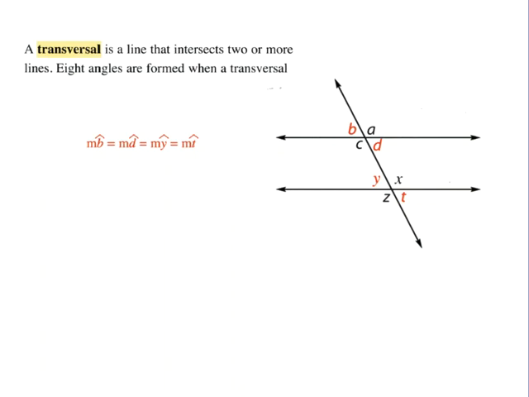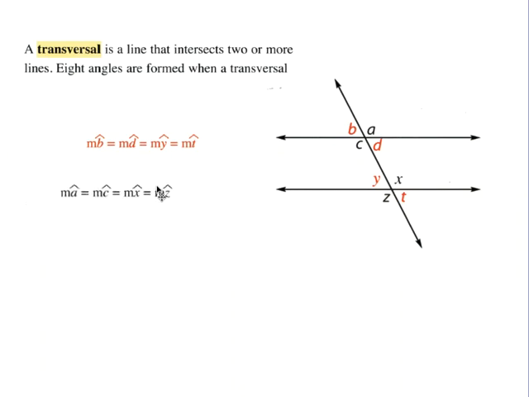So let's show you again. Measure of B, measure of D, measure of Y, measure of T. Where are they? B, D, Y, T. So they are all congruent. This is the first rule: all acute angles on a transversal line, all of them are congruent.